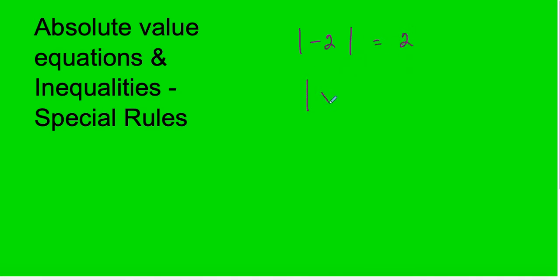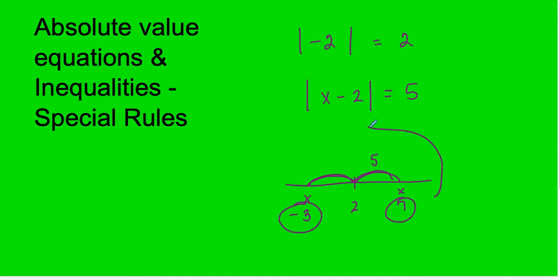If I said to you the absolute value of x minus 2 is 5, that is saying from the point 2, I have two x's, some x and some x, that are 5 away from that number. So I could go 5 in this direction, and I would be at 7, and I could go 5 in this direction, and I would be at -3. Both of those numbers, -3 and 7, satisfy this equation.